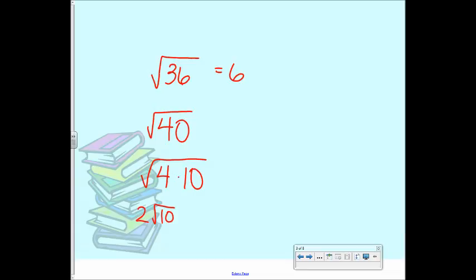And that's called the simplified radical version. All right? So the simplified radical essentially just means breaking down this number in here into perfect square factors and simplifying those. And it makes it smaller. So now that's our simplified radical.